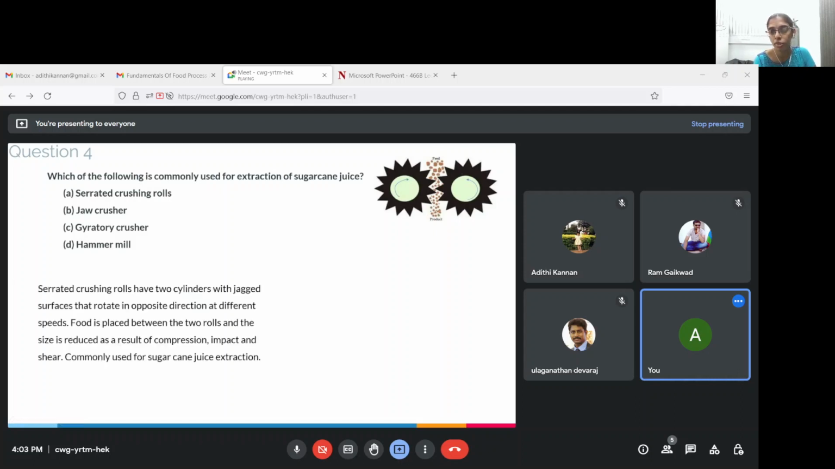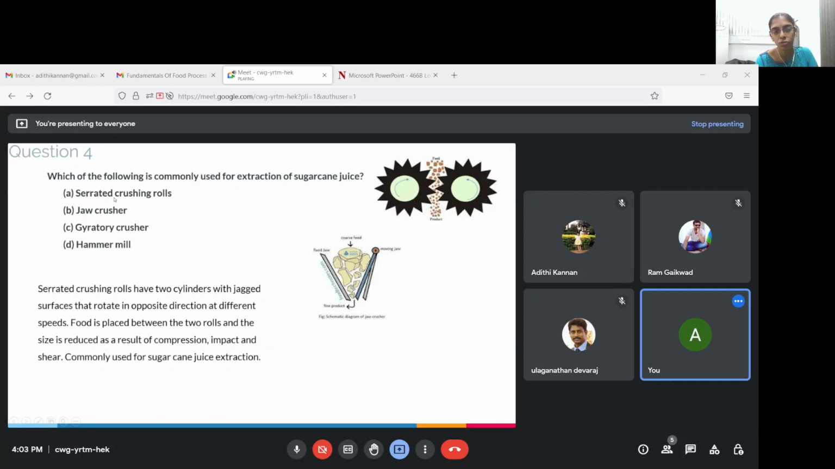If you have ever seen a sugarcane juice stall somewhere on the roads, you can see that the machines are made up of these serrated crushing rolls, which move in opposite directions as you insert the sugarcane stick inside. The food is placed between the two rolls and the size is reduced as a result of compression, impact and shear.